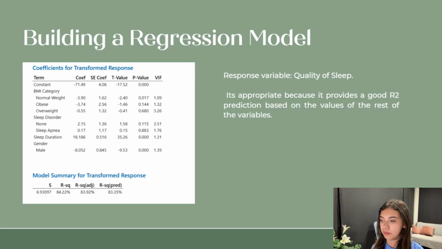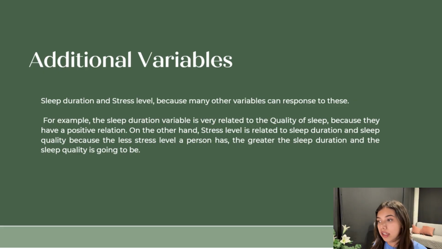There I built a regression model where the response variable is quality of sleep, and it's appropriate because it provides a good R2 prediction based on the values of the rest of the variables. Finally, two additional variables that I would like to include are sleep duration and stress level, because many other variables can respond to this.